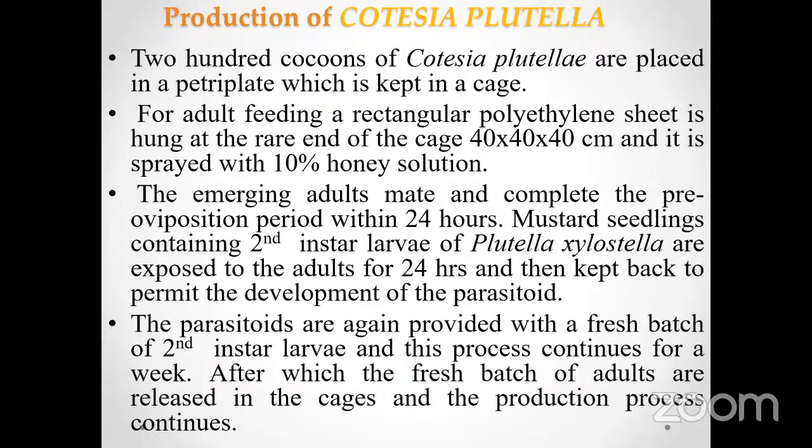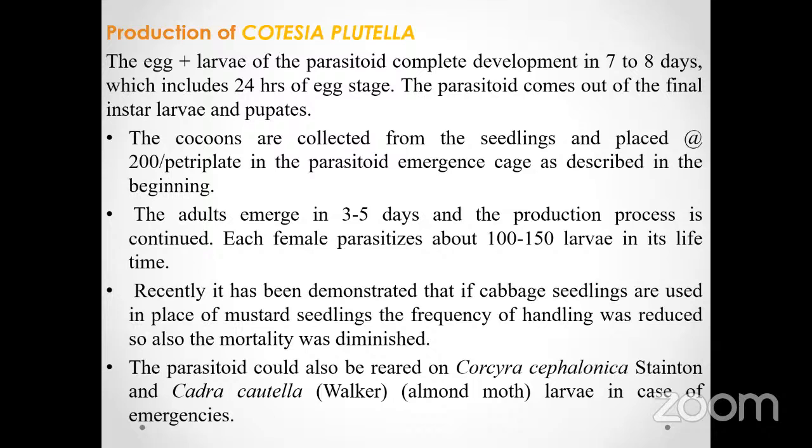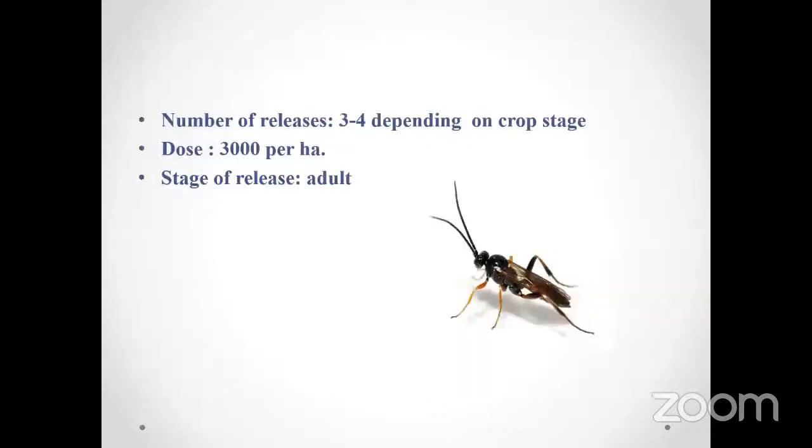After the adult emergence of Cotesia, there will be a pre-oviposition period of 24 hours. After that, it will start laying eggs. After 24 hours of parasitation, we will remove the second instar larvae and give a fresh group of second instar larvae. The parasitoids are again provided. This will be repeated until the parasitoid dies. This is how we mass produce and repeat the mass production of Cotesia plutellae.